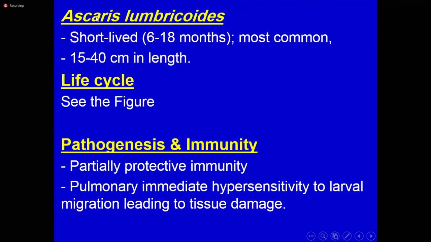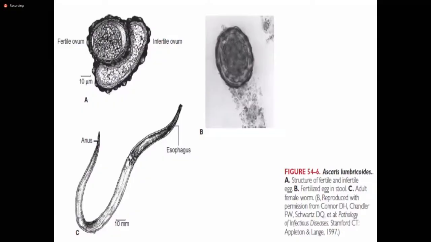Because Ascaris has larvae that can go to the lungs, you will get pulmonary immediate hypersensitivity to the larvae that migrate to the lung, and you get respiratory manifestations. This is the egg, crenated like that, with a bumpy surface. You can see this is a fertile egg, this is a dead egg, and you can see it is damaged. This is the Ascaris worm, cylindrical and long.